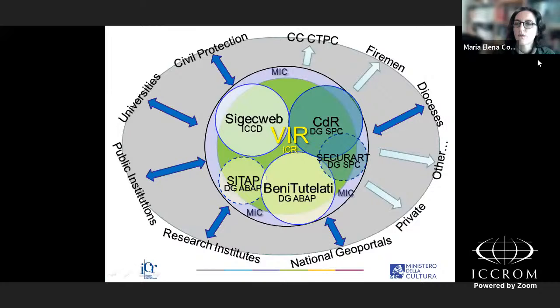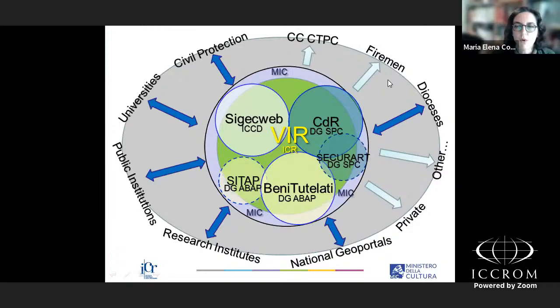This is a sort of scheme for interoperability. I'm sorry, I don't know if you can see it completely. All around there are the external institutions like universities, civil protection, firemen, and carabinieri of cultural heritage. And inside the circle, there are all the ministerial databases that I just mentioned. Where there are double-direction arrows, that means that we can exchange information between these institutions, while in other cases, they only take information from us.